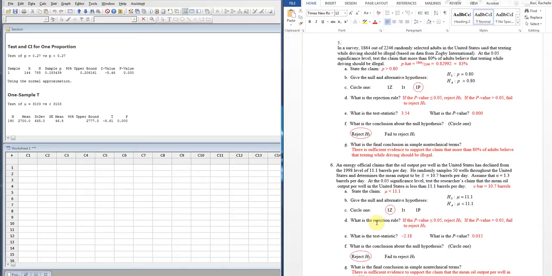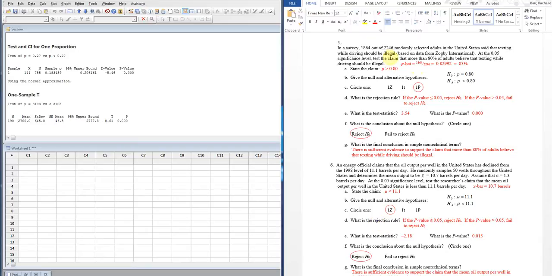See if I can get myself together here. In a survey, 1,864 out of 2,246 randomly selected adults in the United States text while driving. Okay, I admit that I've done this. They think that it should be illegal, based on the Zobi International data. At a 5% significance level, test the claim that more than 80% of adults believe that texting while driving should be illegal. Don't judge me.